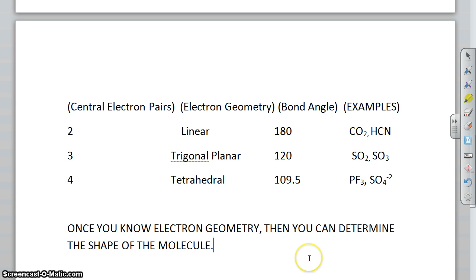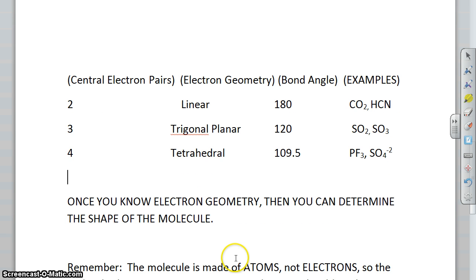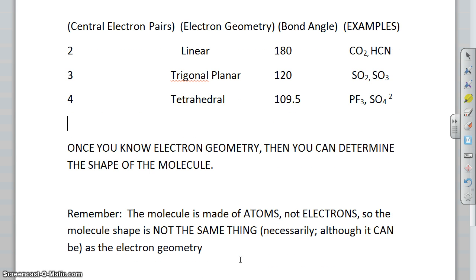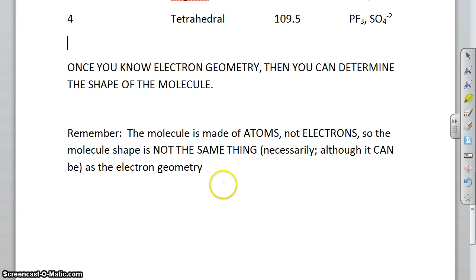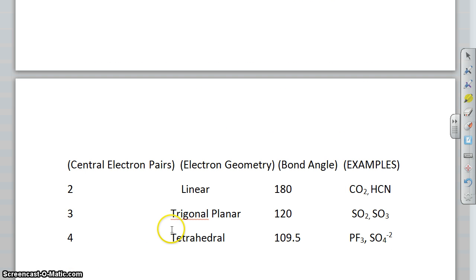This is where people stumble a little bit. Most people can, with a little practice, get this stuff just fine. It's the molecular shape they get a little confused about. And here's a big thing to remember. If you want to know the shape of the molecule, you want to look at the atoms, not the electrons. Atoms, not electrons. So the molecular shape is not necessarily the same thing as the electron geometry, although it can be the same. As we go through some examples here, this will begin to make a little bit more sense.